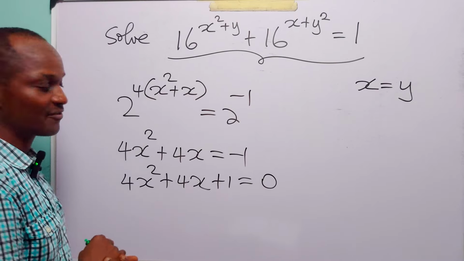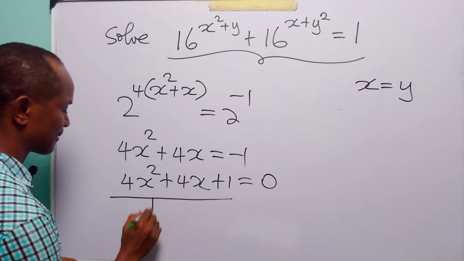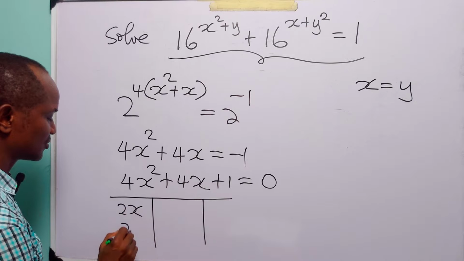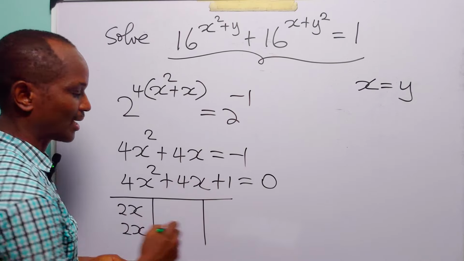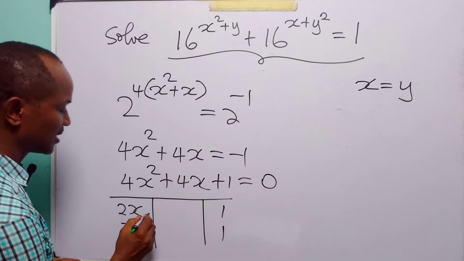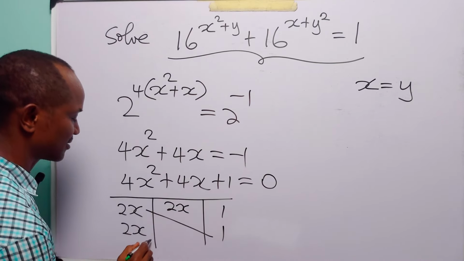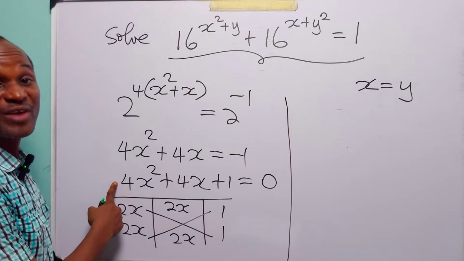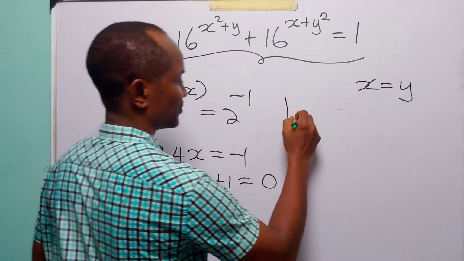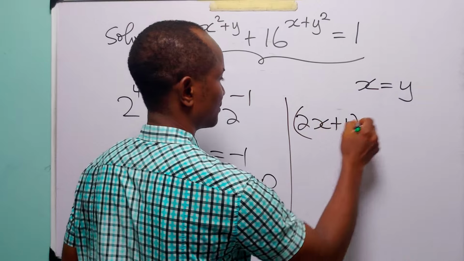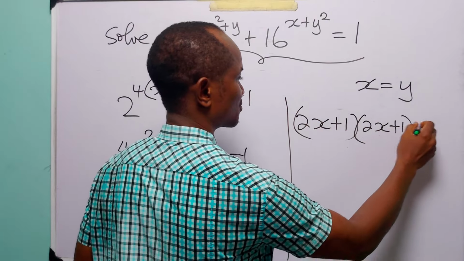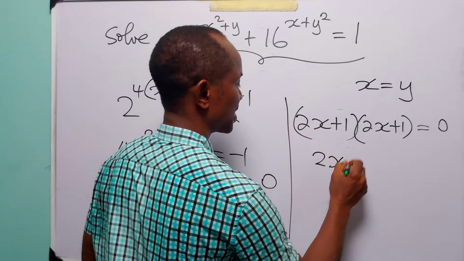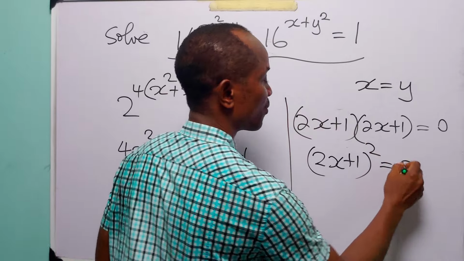Now, let us factorize this left-hand side. Let us use the table method. The factors of 4x squared are 2x and 2x. And the factors of 1 are, of course, 1 and 1. 2x times 1 is 2x. Of course, 2x times 1 is 2x. From here, when we factorize the left-hand side, what we have is 2x plus 1 multiplied by 2x plus 1. And of course, this is equal to 0. You can see that this is 2x plus 1 squared is equal to 0.